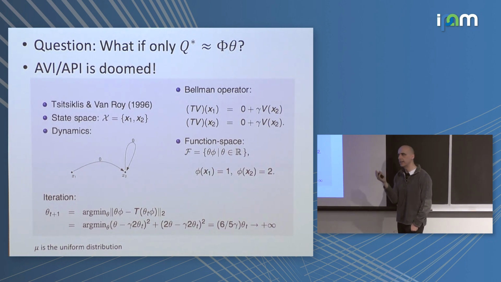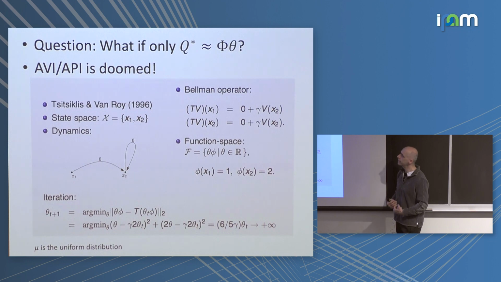OK. So what if we try to relax the condition? Previously, I said that you're going to be outraged by the condition that all action value functions are well approximated with the features. What if we only assume that the optimal action value function is well approximated? That would be the panacea.